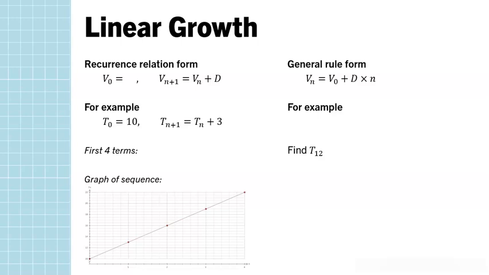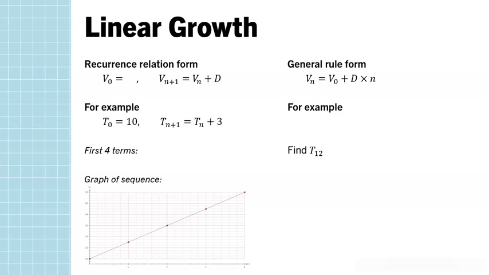When we are talking about the recurrence relation form, we can see there we are always giving our recurrence relation as V0 equals, or our initial term, and then stating it as the next term, so Vn plus 1 is equal to current term, Vn plus D in this case. So for example here, we've got a sequence where T0 is 10, so our starting point is 10, and then our rule is given as the next term is equal to the current term plus 3.